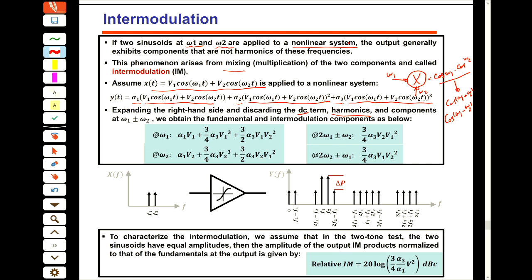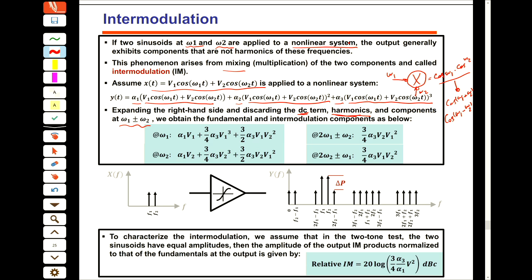So these are the two components that I want. I like them. So what we have in the output: the components at omega 1 plus omega 2 and omega 1 minus omega 2, which are our interest. We have the DC component. We have some harmonics of our signal, I mean 2 omega 1, 2 omega 2, 3 omega 1, and so on. And we have two other components.